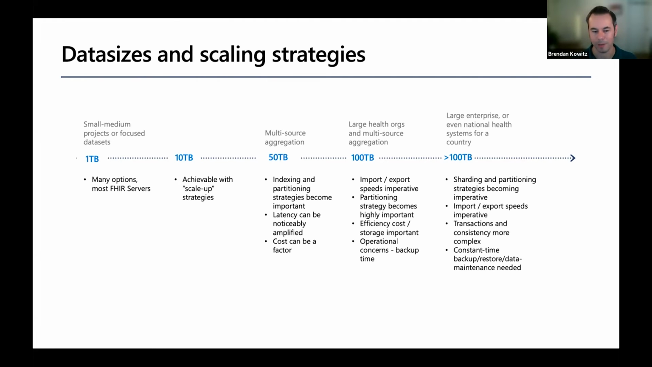And I just put greater than 100 terabytes because I think by this point, this strategy is probably going to keep carrying you forward. With 100 terabytes, petabytes, this is where the strategy very much becomes, there isn't one thing big enough that will fit all of your data. You're looking at a horizontal scale out strategy. So sharding and partitioning strategies are imperative. Your import export speeds are imperative, like having a good way to do that. Transactions and consistency can be more complex, still solvable, but definitely there are more moving parts. And what you ideally want is a constant time backup store.